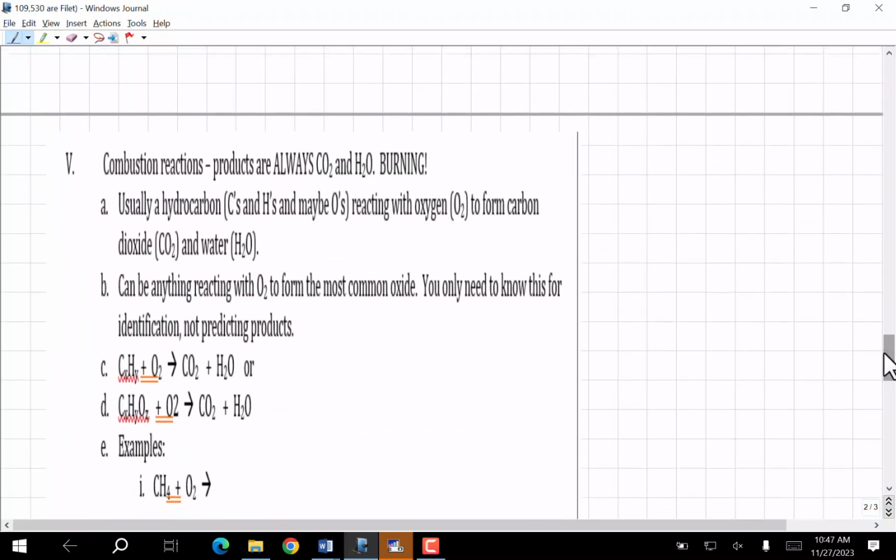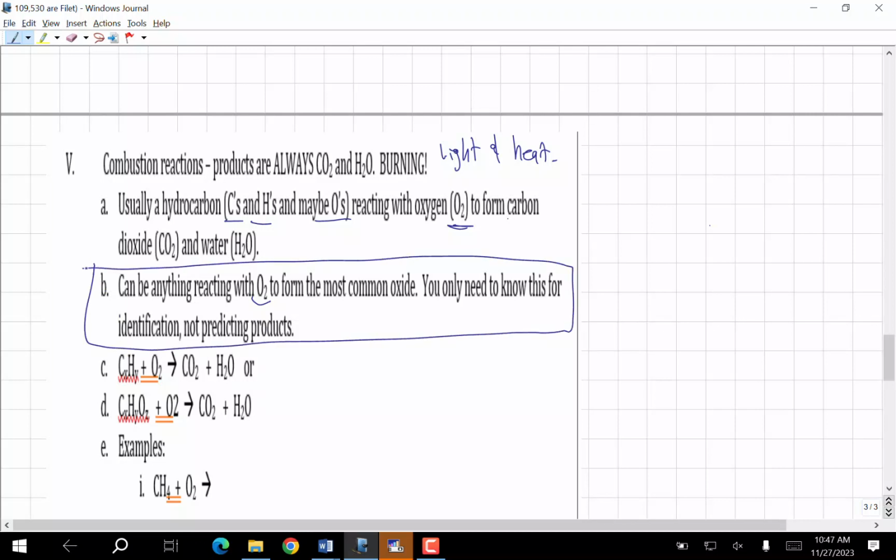Combustion reactions. Products are always CO2 and H2O. It's burning, which means you also get light and heat. So there's usually a hydrocarbon, C's and H's, maybe O's, reacting with oxygen to form carbon dioxide and water. Okay? Can be anything reacting with oxygen to form the most common oxide. This you can even kind of forget a little bit. This is true, but not on the test.